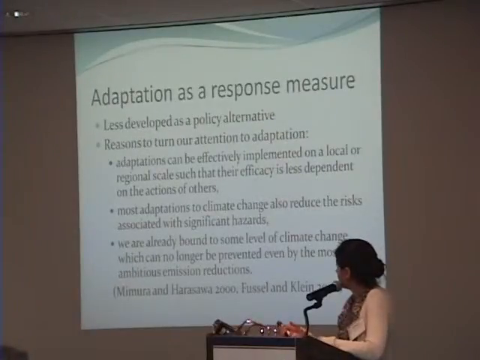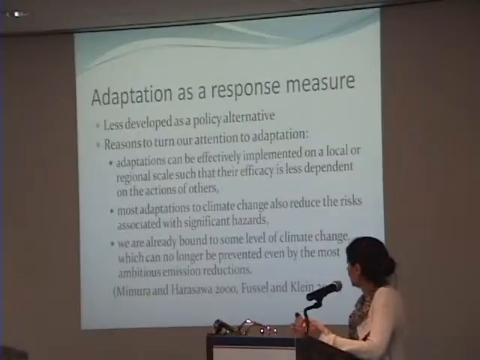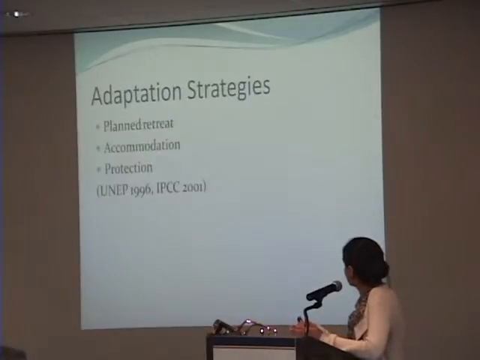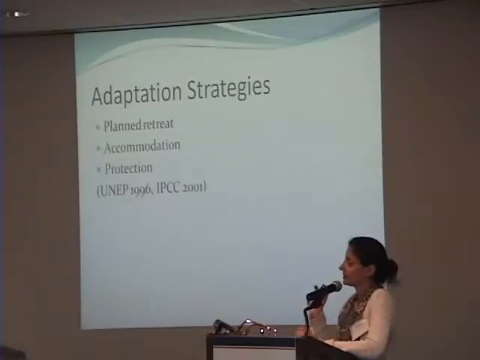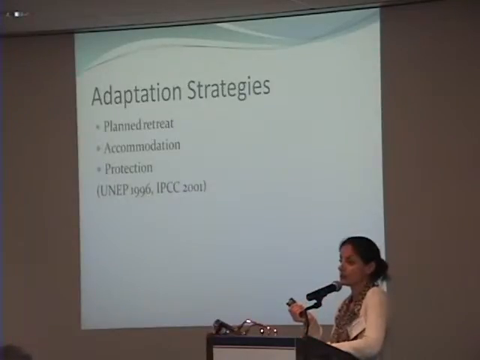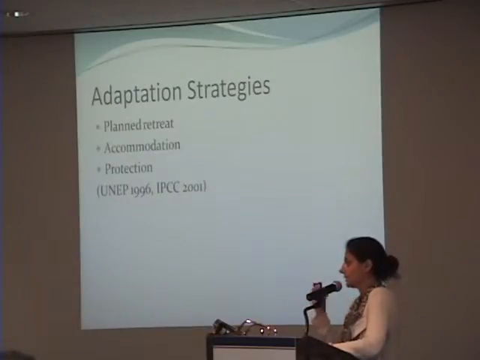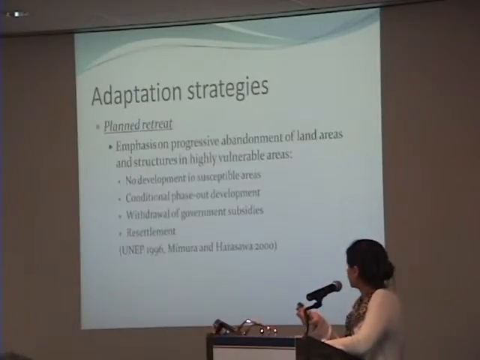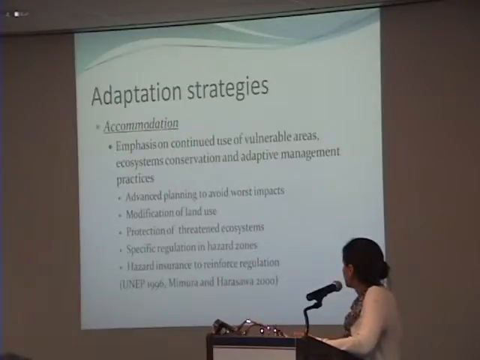I'm going to skip this for a while; we need to turn our attention. I just want to draw attention to the different types of adaptation strategies and what we need to do. When we do research here at the School of Urban and Regional Planning, we need to take this into consideration. The climate response puts the emphasis on progressive abandonment of land areas and structures in highly vulnerable areas, which means non-development in susceptible areas, conditional phase-out of development, withdrawal of government subsidies, and resettlement.